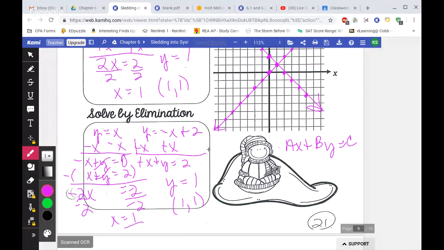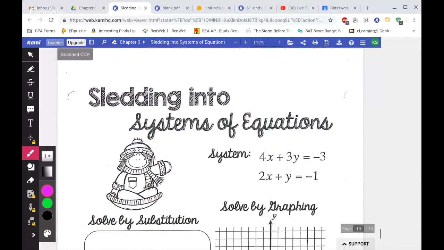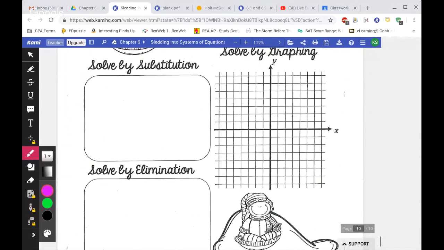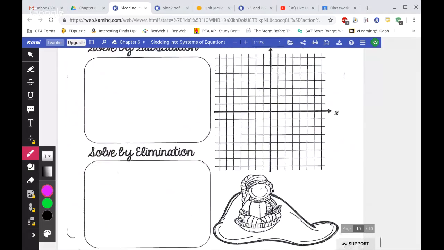Okay. I'm going to click back over. All right. This is the last page in the packet, which is page 23. Is this the one that you all wanted me to do? Because I've got a couple of them up here. Okay. Is this the one that you wanted to, Eli? This one?